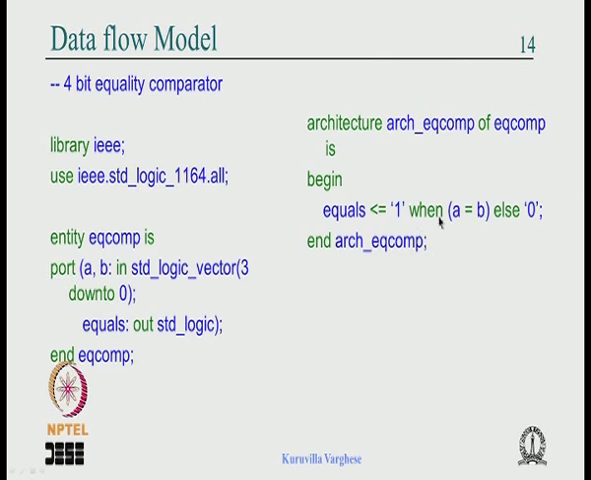So this is a construct which is a concurrent statement, when else, and this is the assignment operator. This is the relational operator. It is checking whether A is equal to B, and this is enough, and this is called data flow because it shows the flow of the data from input to the output.